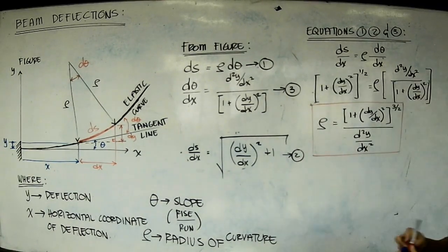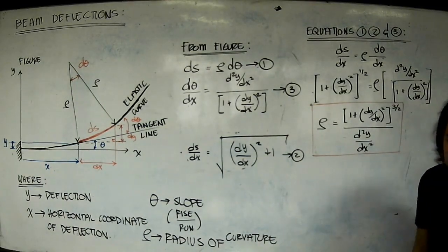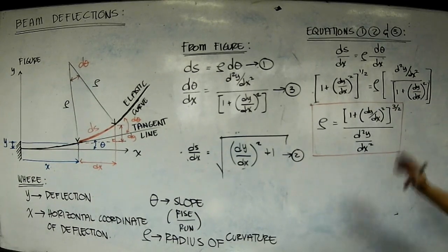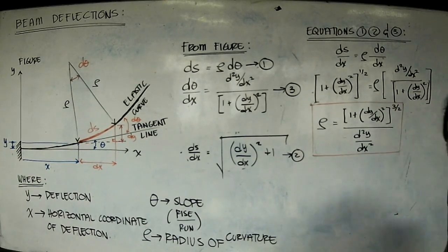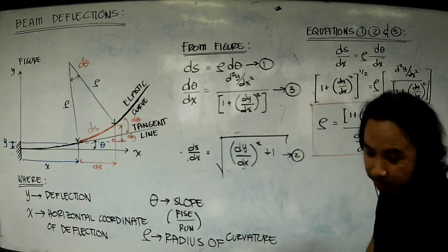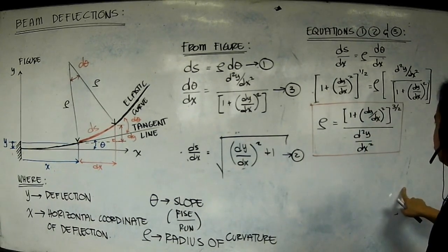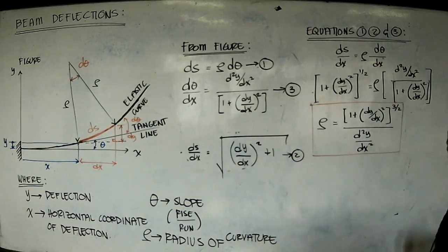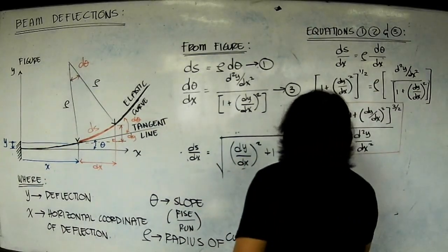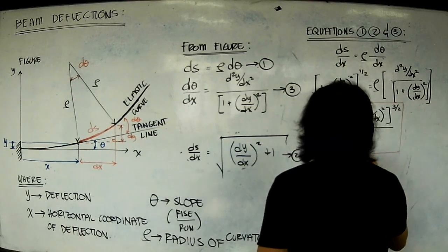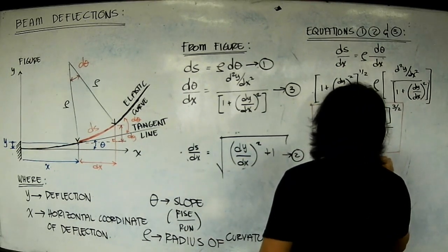This is how you derive the radius of curvature and its expression in terms of calculus. Although we cannot readily use it in this form, I'd like to rearrange it. So I'll just say 1 over rho is equal to the reciprocal of this expression.